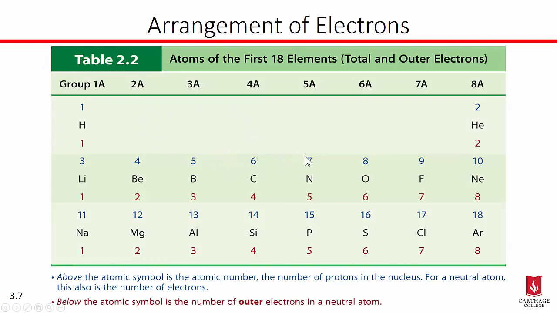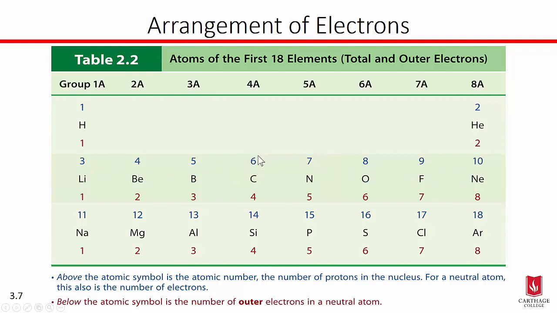Here we're looking at the first 18 elements, so we're missing all those elements that fit in the transition metal region here. But if you look here, we've got numbers above and numbers below each of these elemental symbols. The numbers above are basically the atomic number, right? Remember, this tells us how many protons there are in the nucleus of the atom. It also tells us how many electrons total there are in a neutral atom.